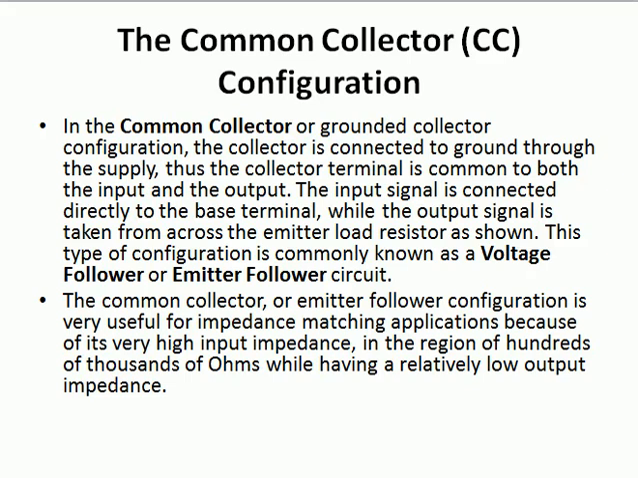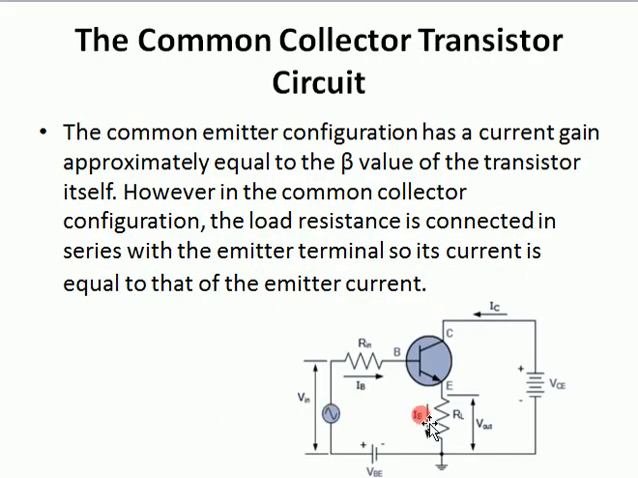The common collector or the emitter follower configuration is very useful for impedance matching applications because of its very high input impedance, in the region of hundreds of thousands of ohms, while having a relatively low output impedance. Here is the circuit. Here you see the collector is grounded using a DC supply. The input is applied at the base terminal while the output is taken across the emitter, having a resistor here.